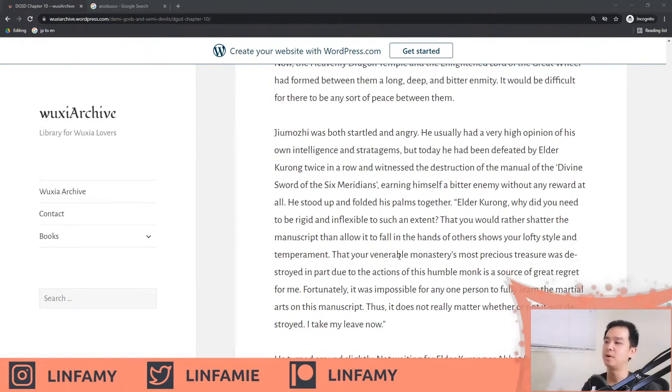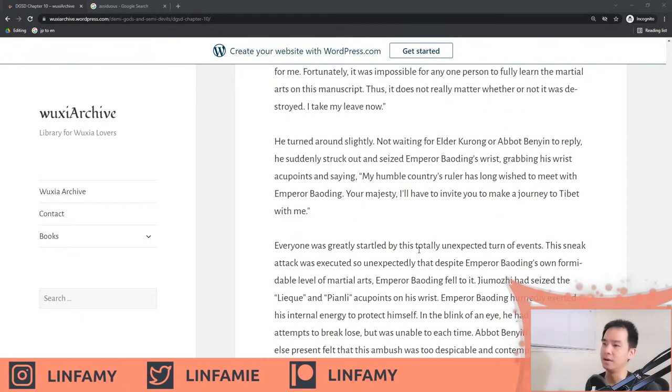He stood up and folded his palms together. "Elder Kurong, why did you need to be rigid and inflexible to such an extent that you would rather shatter the manuscript than allow it to fall in the hands of others? Shows your lofty style and temperament. That your venerable monastery's most precious treasure was destroyed in part due to the actions of this humble monk is a source of great regret for me. Fortunately, it was impossible for any one person to fully learn the martial arts on this manuscript. Thus, it does not really matter whether or not it was destroyed. I will take my leave now."